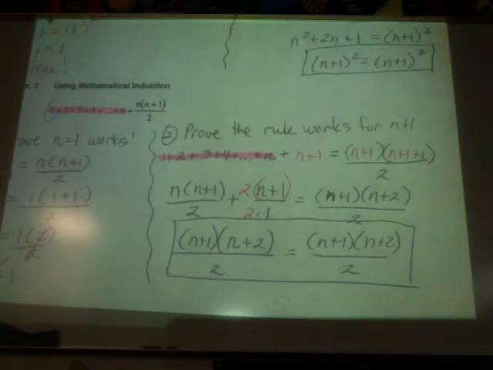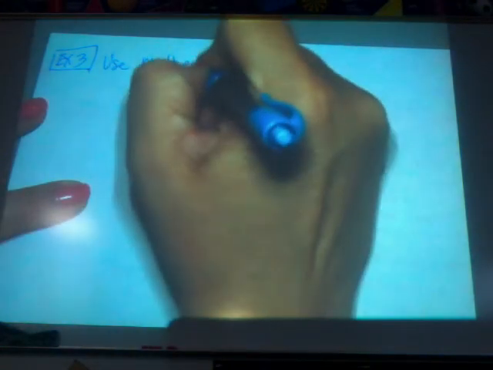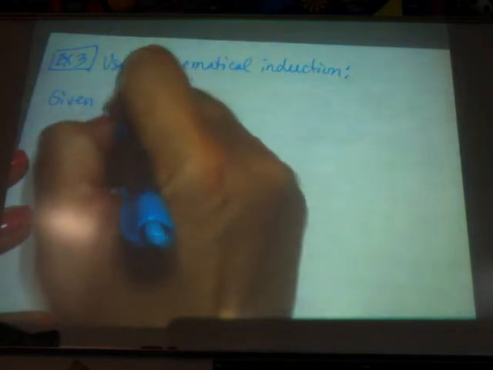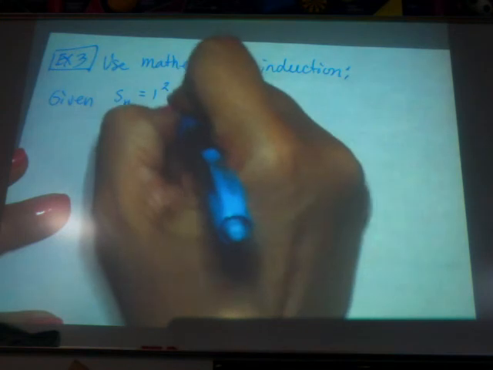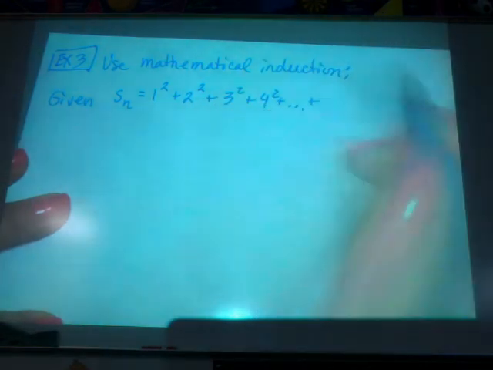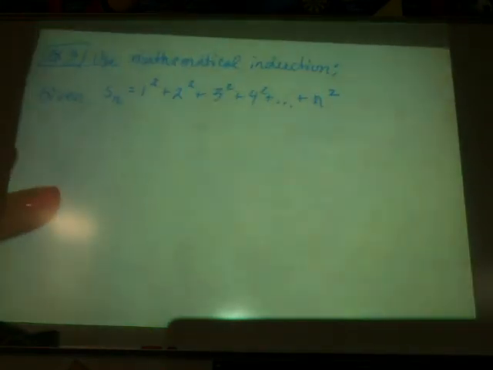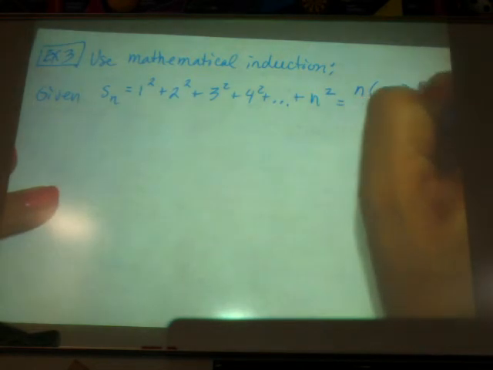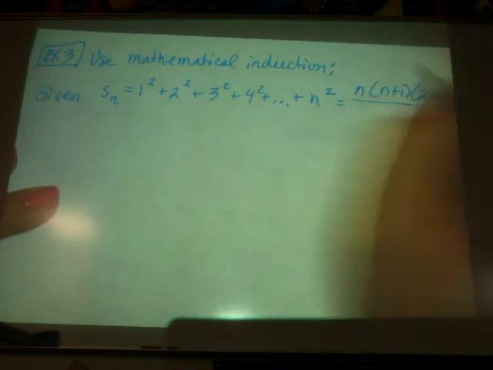Let's do one more. So flip it to the back. Let's see if you got it. So example 3. Use mathematical induction. So this time you will be given S sub n is equal to 1 squared plus 2 squared plus 3 squared plus 4 squared plus dot dot dot plus n squared, wouldn't it be? Equals, and then the whole sum should equal n times n plus 1 times 2n plus 1 all divided by 6.